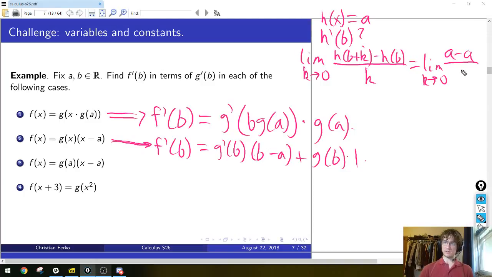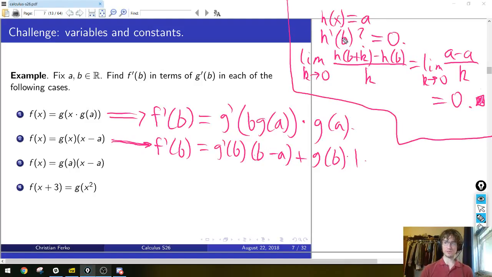This is the limit of a minus a over k, which is identically 0. So what have we just proven? We've proven that the derivative h prime at any point b equals 0, which means that's the derivative of a. Right? The derivative of a is 0 because a is a constant independent of x. QED. Is this argument for the proof that the derivative of a constant is 0 all clear? Okay.